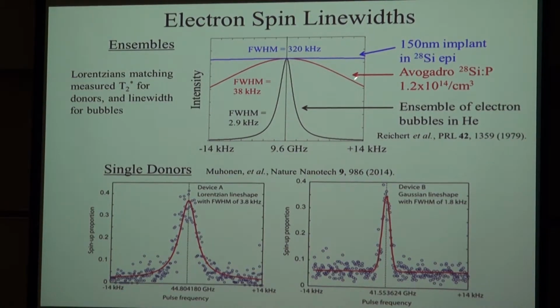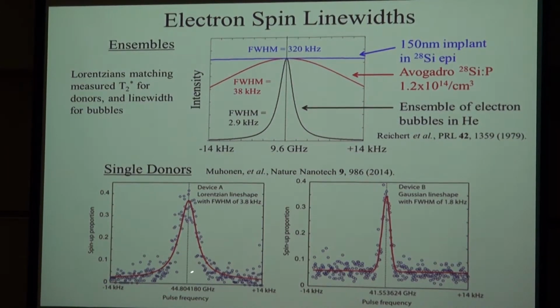These two, this one may be partially limited by our magnet homogeneity. That one definitely is not. This one, the guys who did those experiments worked very, very hard to get a very homogeneous field. For comparison, there's some recent data that came out a year or so ago. The group in Australia has looked at single donors and what their line width is. They actually looked at two donors. One was somewhat broader than this ensemble line width, and one was somewhat narrower, but on the same sort of scale, kilohertz line width.